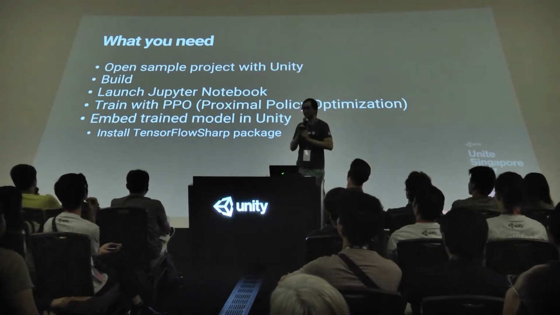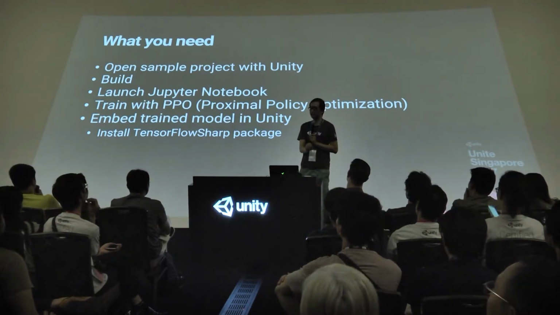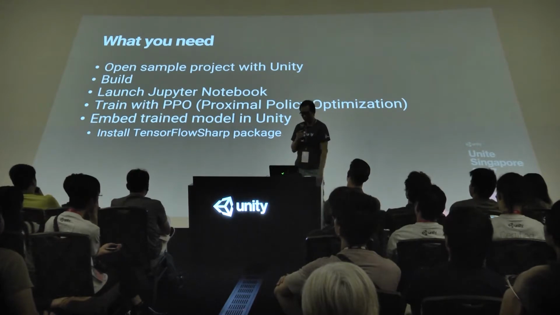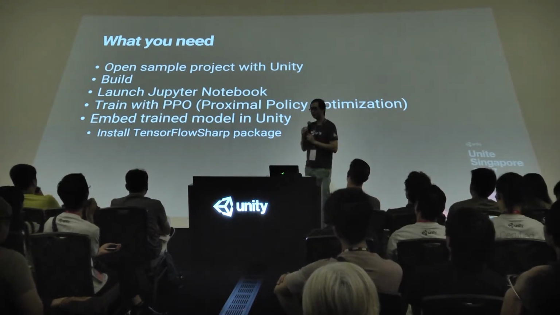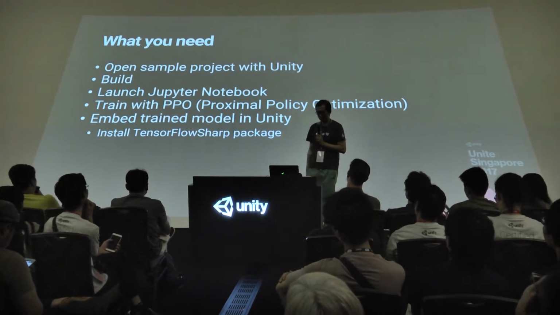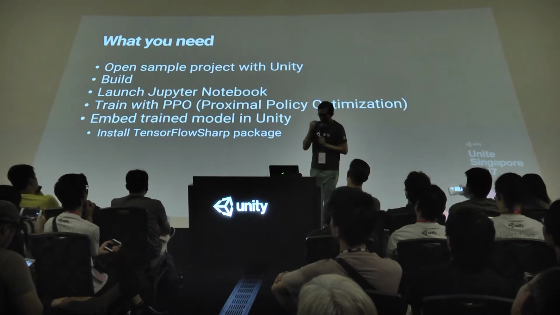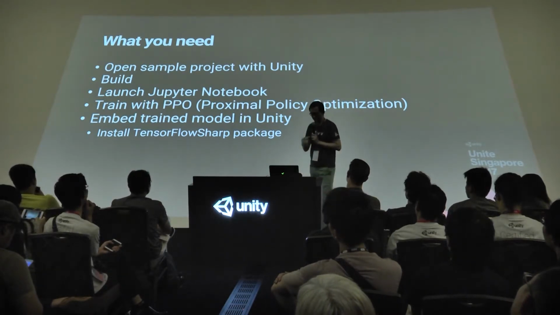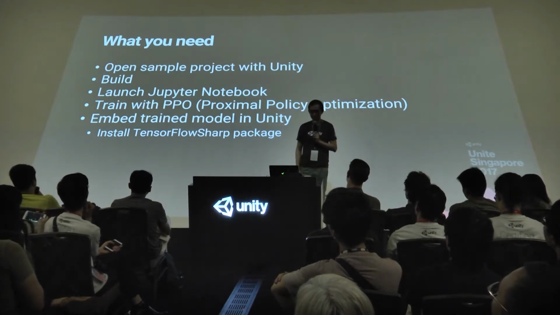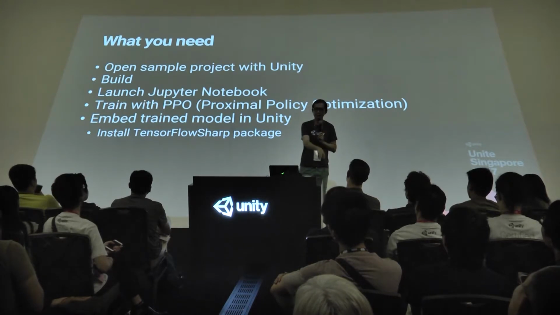Next, because this is not the actual game, this is just the training environment, you will need to fire up Jupyter Notebook. Then through there, you train your agents in this Unity app with PPO, which is Proximal Policy Optimization. It's an algorithm, I think, for training. And once you're done, you can finally export the model out and embed that model into Unity.